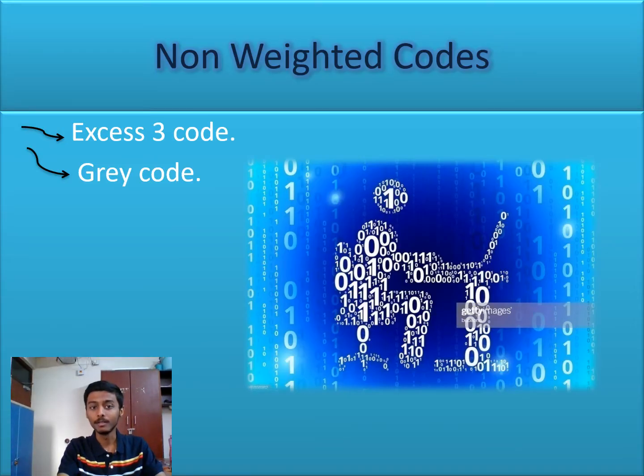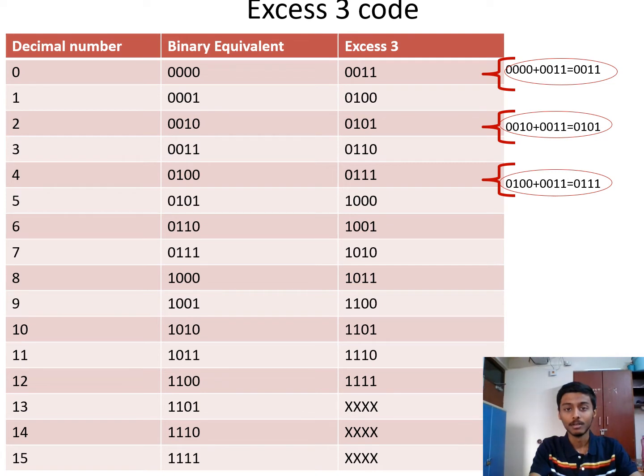Now the second category is non-weighted codes, and non-weighted codes are categorized into two: XS3 code and Gray code. First, XS3 code. To represent a number in XS3 code, we take the decimal numbers 0, 1, 2 to 15, and the 4-bit binary equivalent of each number. It is a very easy code. The only thing we have to do is add 3 to its binary equivalent.